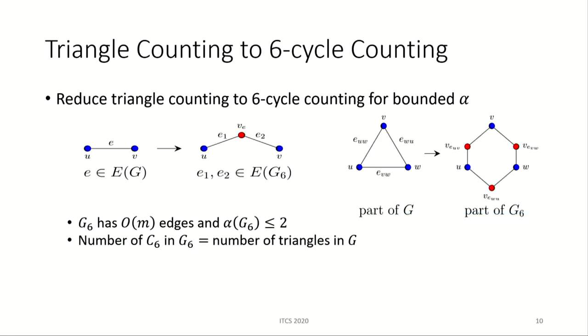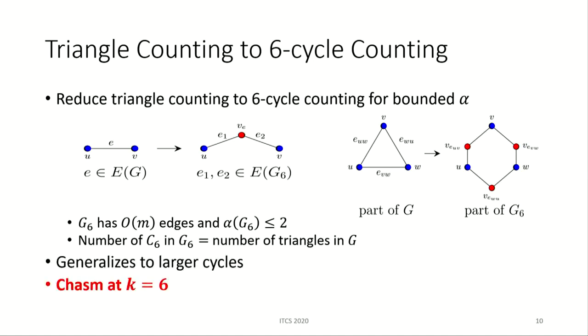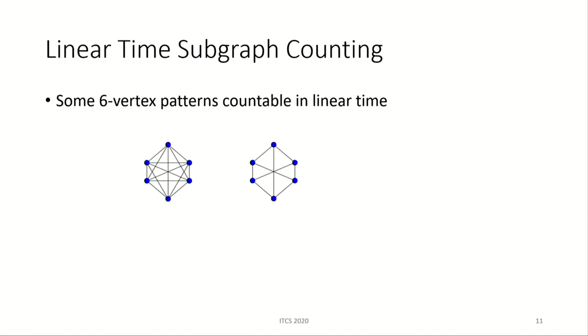If we construct G6 this way, each triangle in G, you could easily see, translates to a 6-cycle in G6. And each 6-cycle in G6 has to be alternating between the vertices that were originally in G and the new vertices that we have added. And that translates to a triangle in G. So if you have an algorithm for counting 6-cycles, we have an algorithm for counting triangles. So this gives us the chasm at size 6.